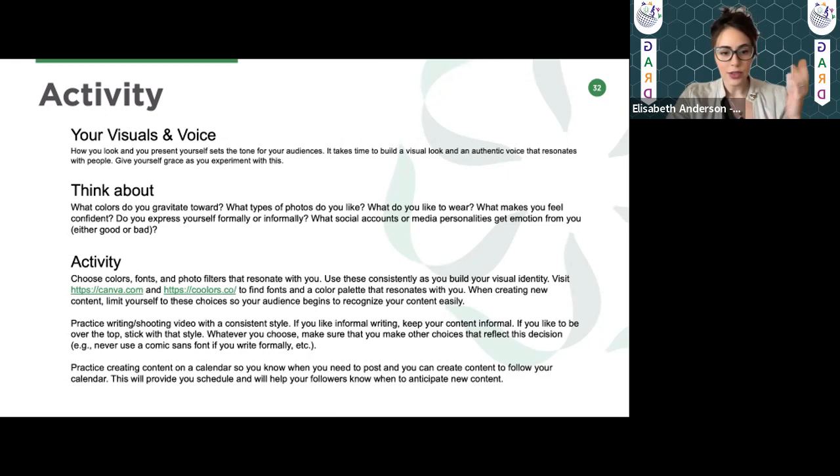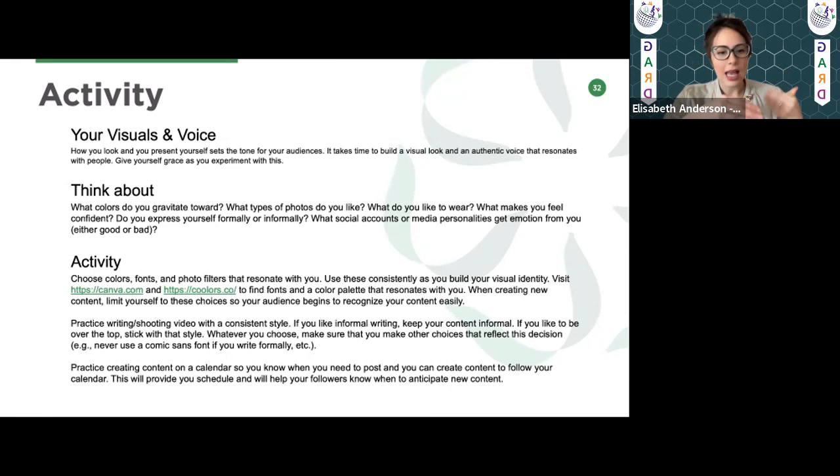And whatever you choose, make sure you make other choices that reflect that decision, right? So if you are a very formal writer, you want to have long form blog posts, things that are more editorial style, like you would read in a major publication, doing that in Comic Sans font is not going to get you the legitimacy that you're looking for. It might be confusing to people. So yeah, make sure that your choices make sense.